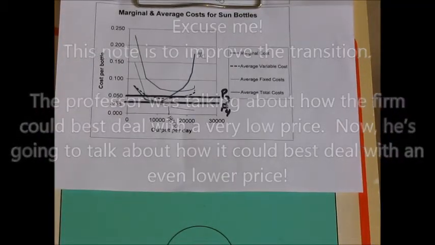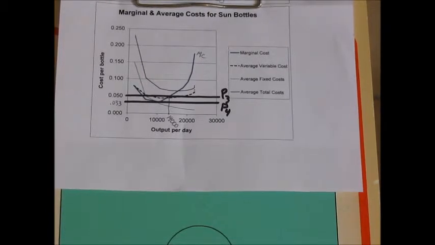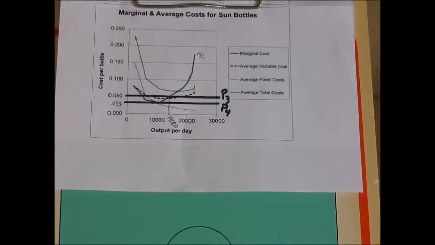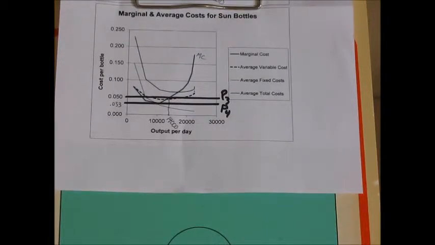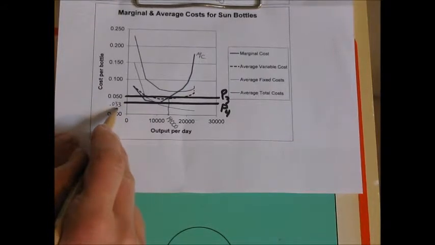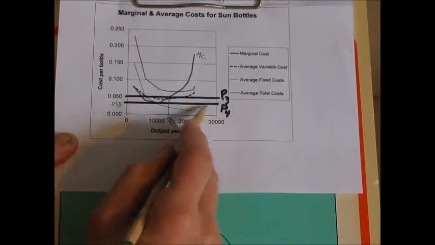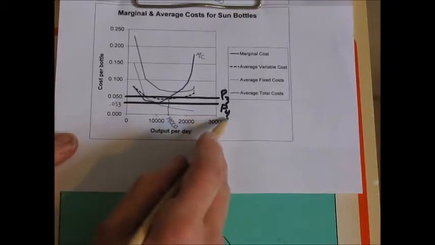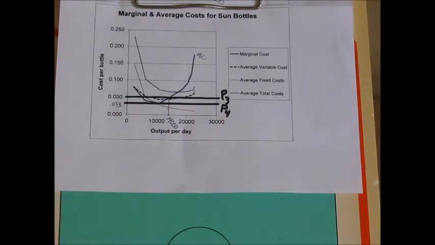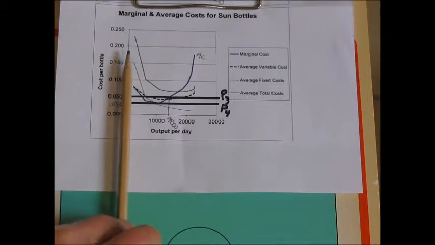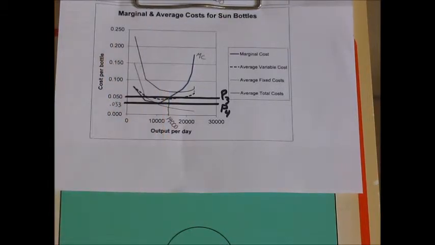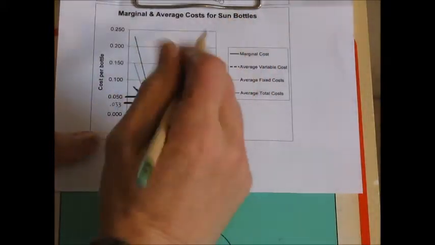So let's think about how Sun Bottles might handle an even worse situation. Suppose the market price falls all the way to 0.033 cents, so that Sun Bottles now faces this demand curve, labeled P4. If we were going to implement the profit maximizing rule, then we'd expand output until price equals marginal cost, and we discover that that would be true at a quantity of 10,800 bottles, right here.